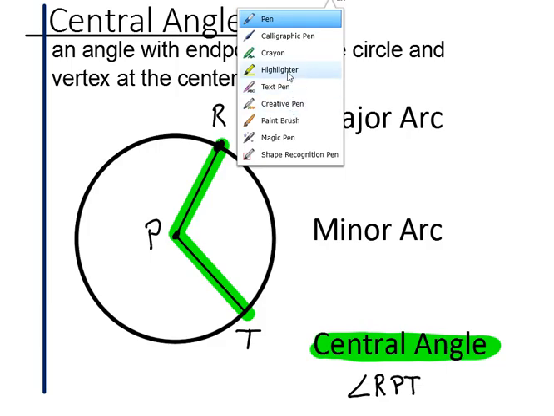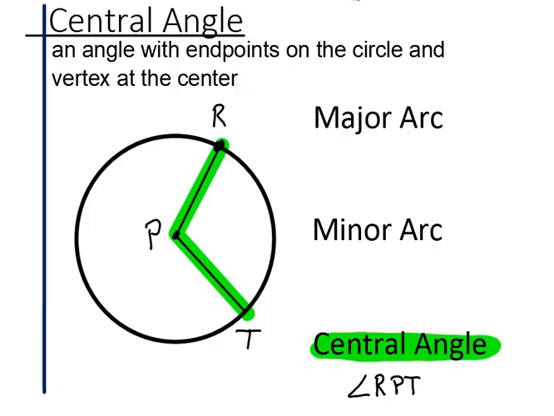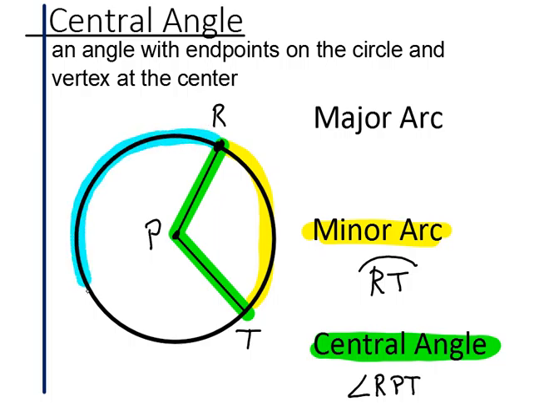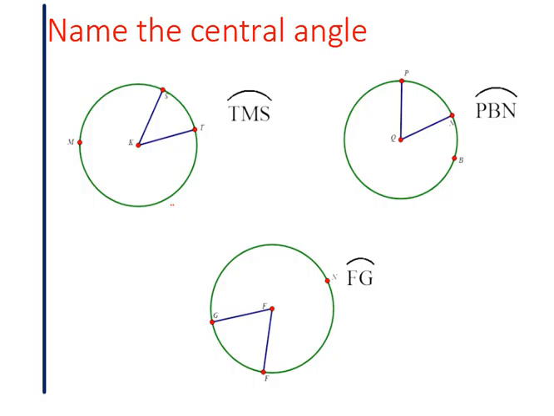Now, we do have major and minor arcs that are connected to every central angle. On this example, we have a minor arc that travels from R to T. So RT is our minor arc. Our major arc would be traveling the opposite direction around the circle. But I cannot name this RT. Why? Because RT is the way you name a minor arc. We need to add one more point on here, give it a letter, and now I can name our major arc. Our major arc would be named RST.